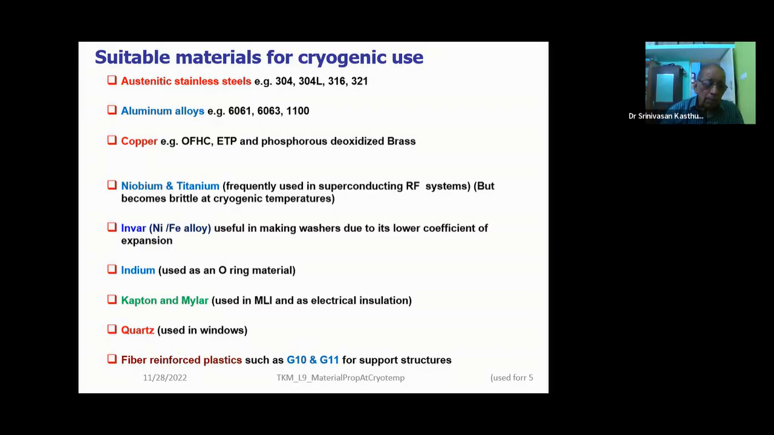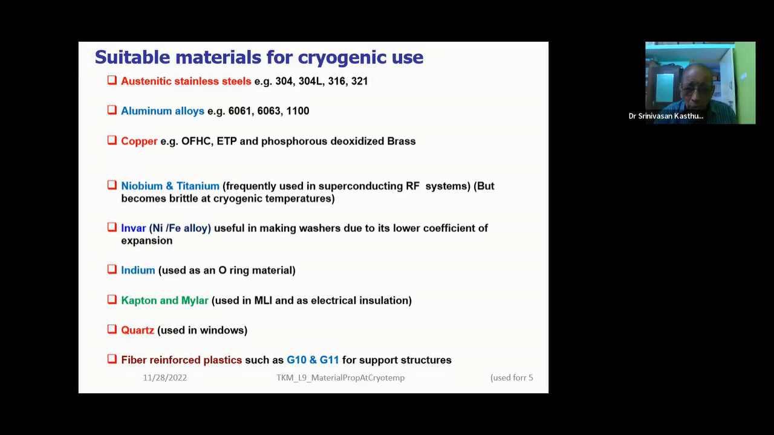Then aluminum alloys, for example, are very useful. 6061, 6063, 1100, etc. There are a number of different alloys, and these alloys become useful at low temperatures. Then, for example, copper: oxygen-free high-conductivity copper, OFHC copper, and then electrolytic grade copper, which is ETP, and then phosphorus deoxidized brass, etc., can become useful at low temperature. You can make a heat exchanger, or let's say a sample holder, things like that are possible. Then it's also possible to use, for example, niobium and titanium.